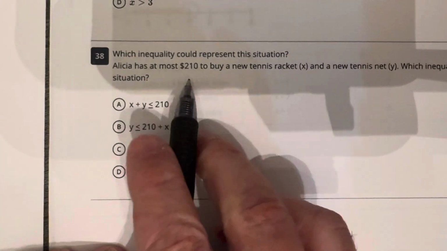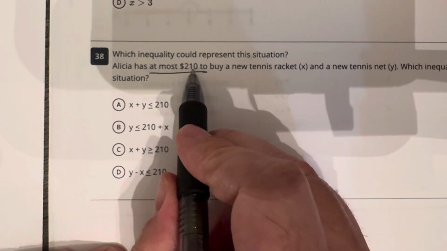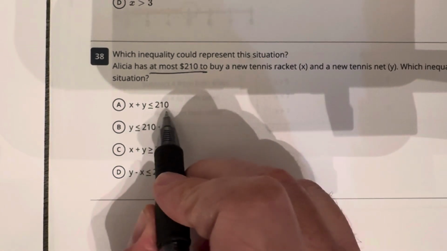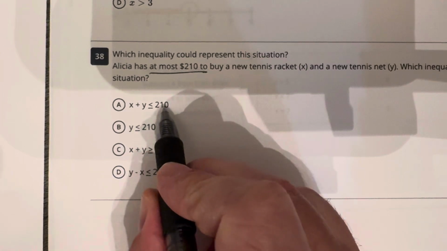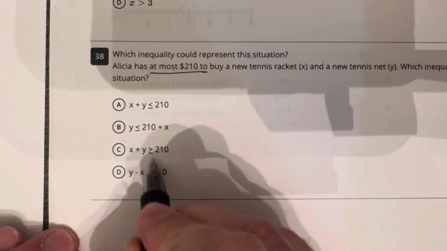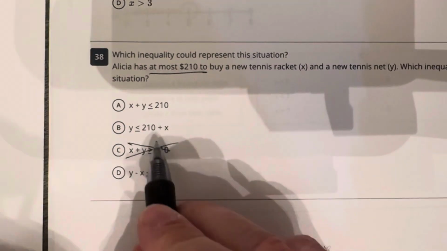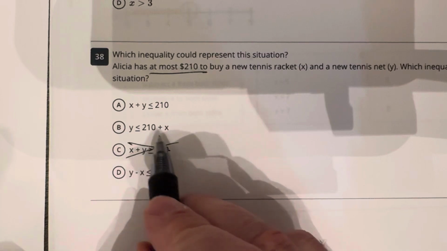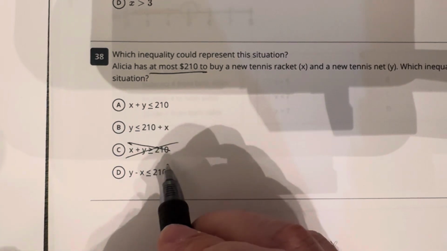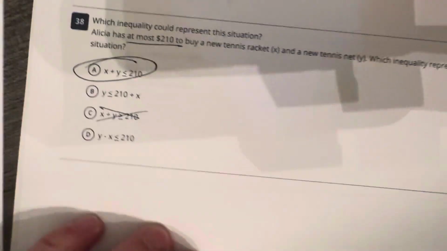38. Okay. Alicia has at most $210, which means she can't have more than that. So it has to be a less than sign going into it. So we know that A could be a choice. It cannot be choice C because it's greater than 210. And then we can't have it be B either. So it's either going to be A or D. And I'm adding these two things together, so it's going to be choice A.